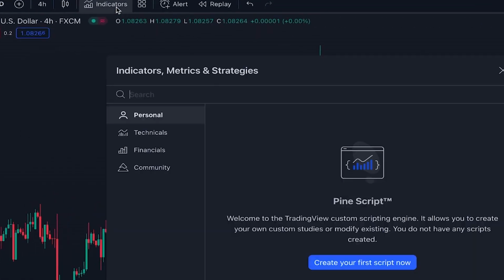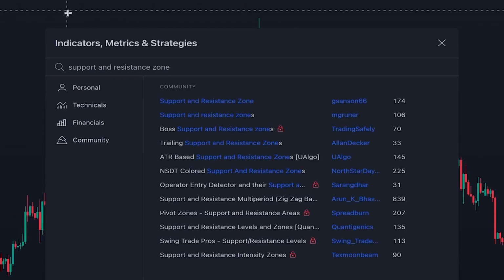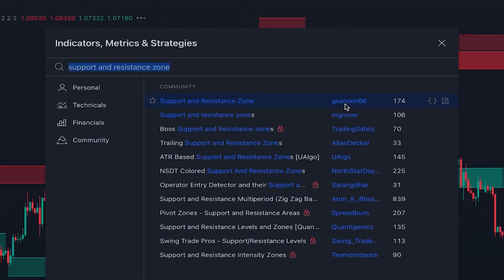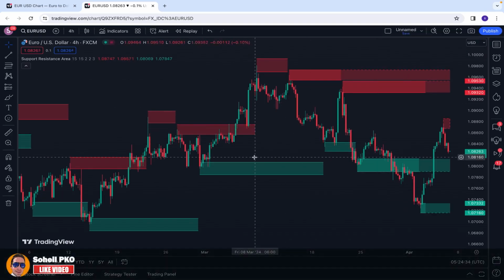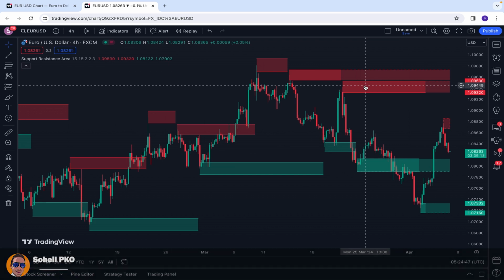The next indicator is Support and Resistance Zone, this one, which is written by GSanson66. This indicator is similar to the first indicator, but here the support and resistance levels are shown in the form of a zone, which in practice makes more sense, to consider support and resistance as a zone, not a single line, because the price would react around a level, not just exactly at the line. That's why it's always recommended to draw a zone instead of a line.